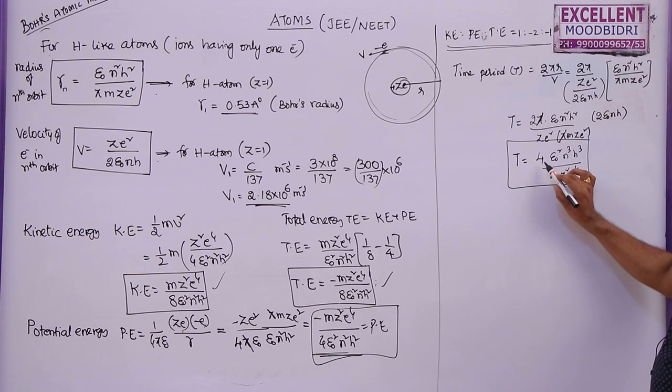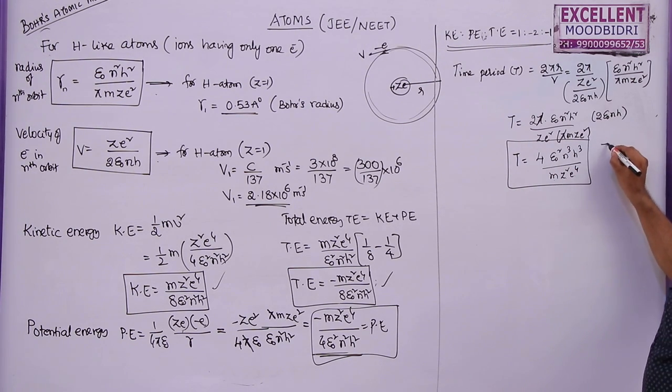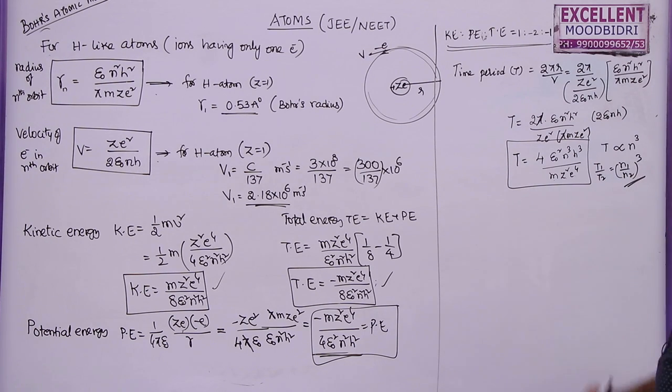From this, what are the constants? 4 is a constant, epsilon is constant, h is constant, m Z e is constant. So T is directly proportional to n cube. So T1 by T2 is equal to n1 by n2 whole cube. So if you know the orbital number or principal quantum number or number of the orbit, you can find the ratio of the times taken by this electron to complete one revolution.